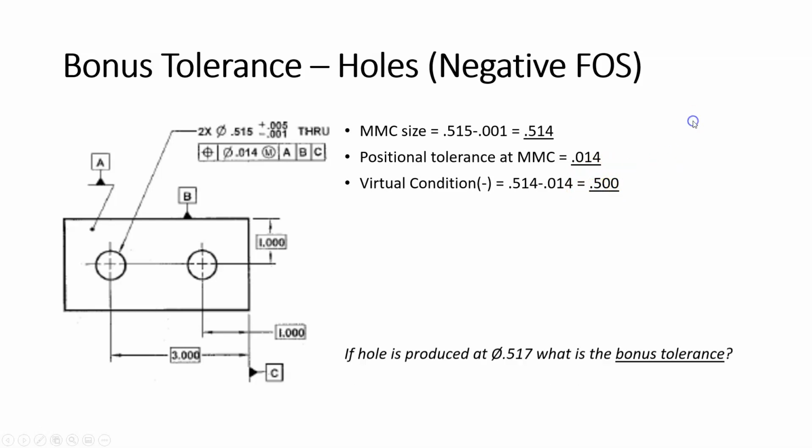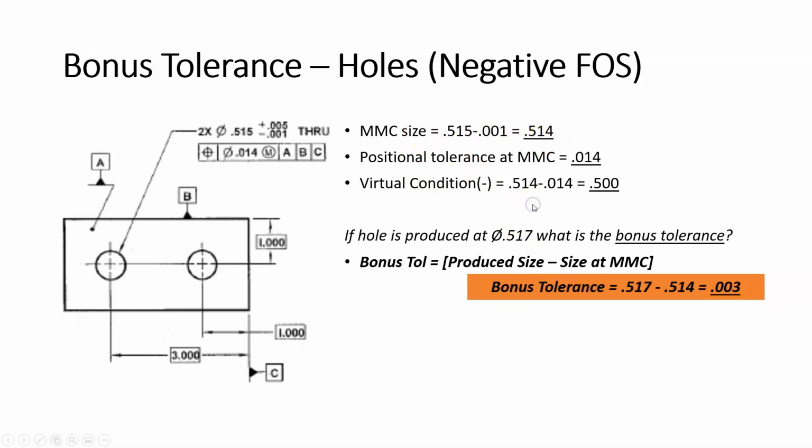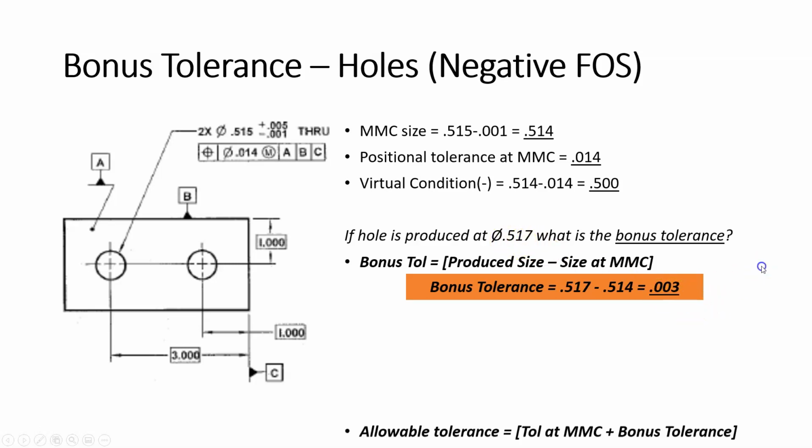All right? So, if a hole is produced at 0.517 inches in diameter, what is the bonus tolerance? Well, we know that the equation is the bonus tolerance is equal to the produced size minus the size at MMC. The produced size right here is 0.517. The size at MMC is 0.514. So the bonus tolerance is 517 minus 514 equals 3 thou. So our bonus tolerance for a hole produced at 517 is 3 thou.